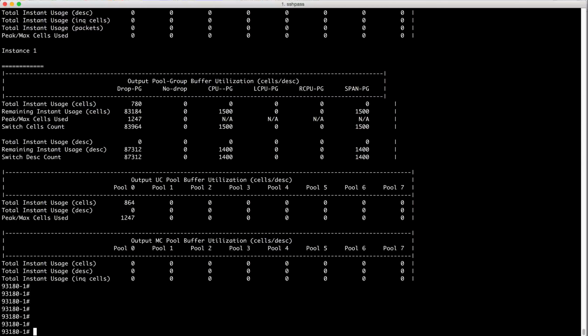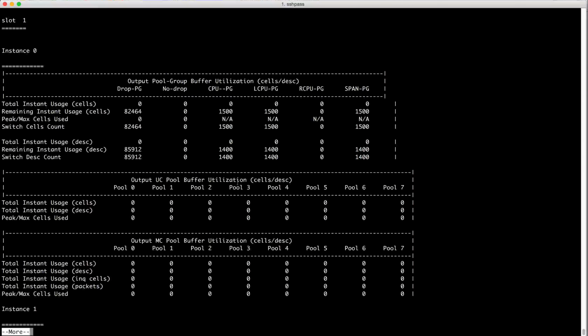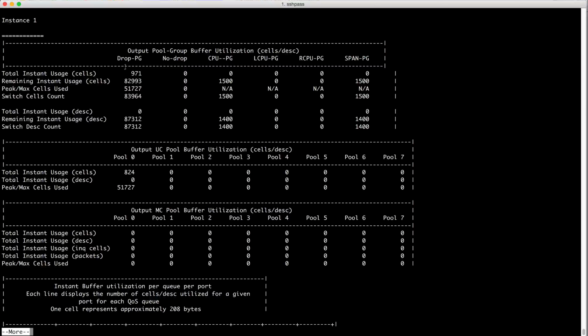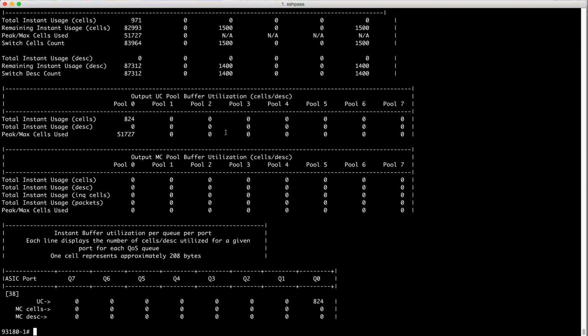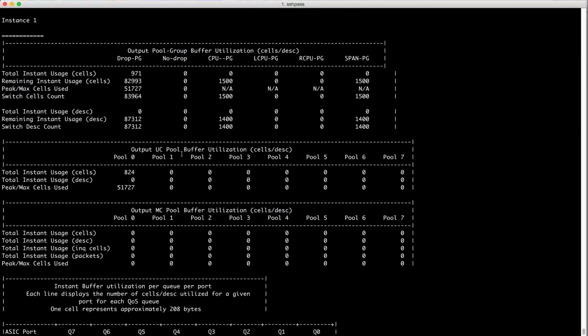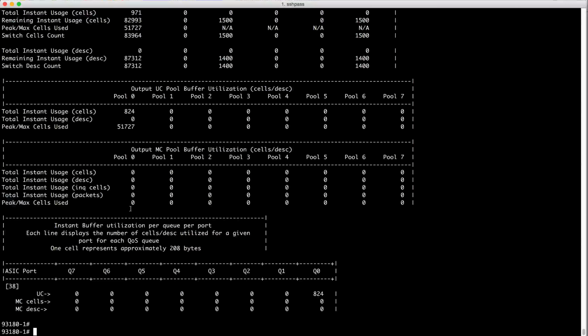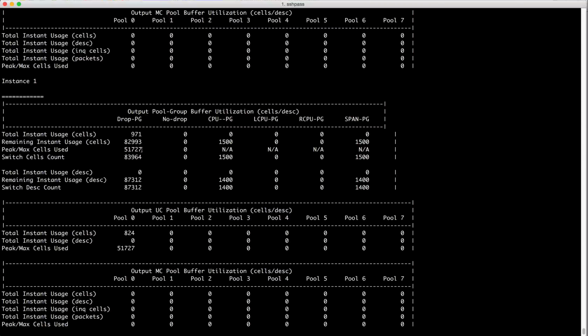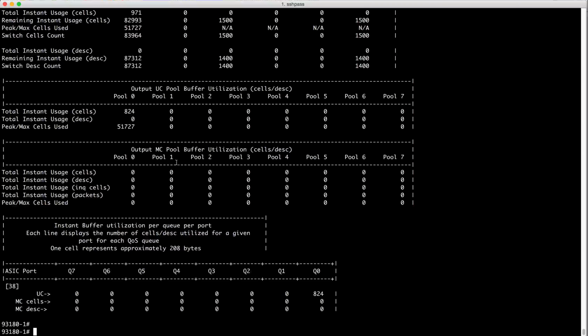And so now if we check the buffers again, let's skip the first slice and look at the second slice, right? The peak cells were 50,000. So we used the additional headroom that was left to absorb the burst. Of course, the instant usage is back to a low level because the elephant flow is gone, but we see how the peak buffer was used to absorb the microburst.